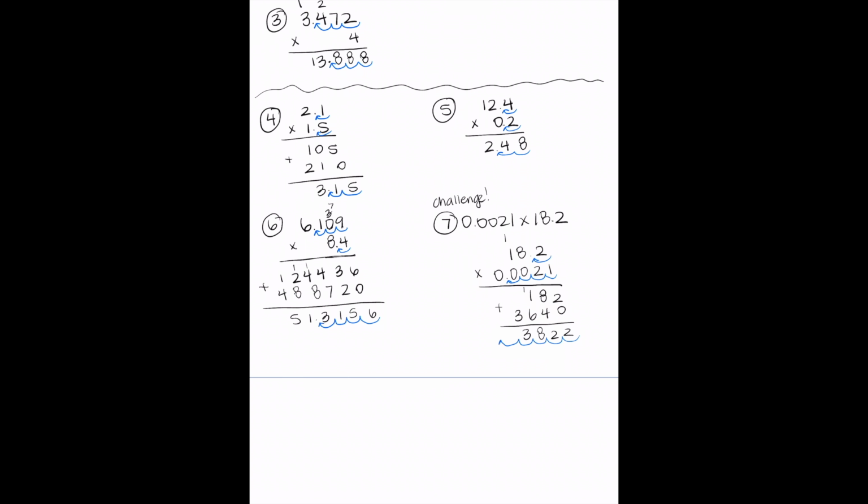What are we going to do because we have this little empty space? We're going to fill that in with a 0. So our final answer will be 0.03822.